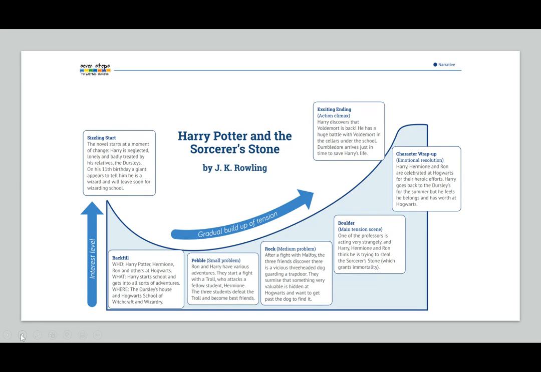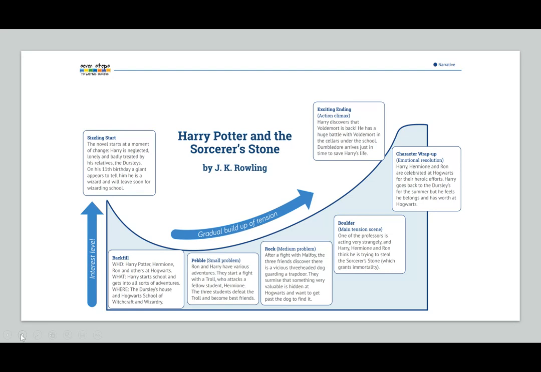Then from the backfill, we go into our pebble, our small problem. And in a story like Harry Potter, there's lots of storylines and events and action that's happening. But the main small problem was that on Ron and Harry's adventures, the first one was they start a fight with a troll who attacked a fellow student, which was Hermione. And then after they defeat the troll, those three become best friends.